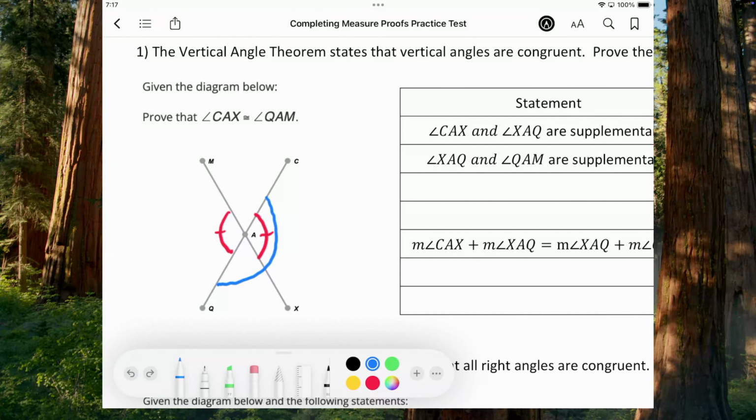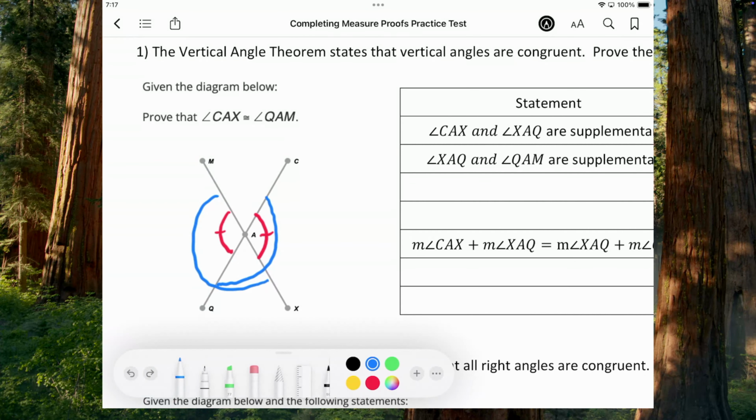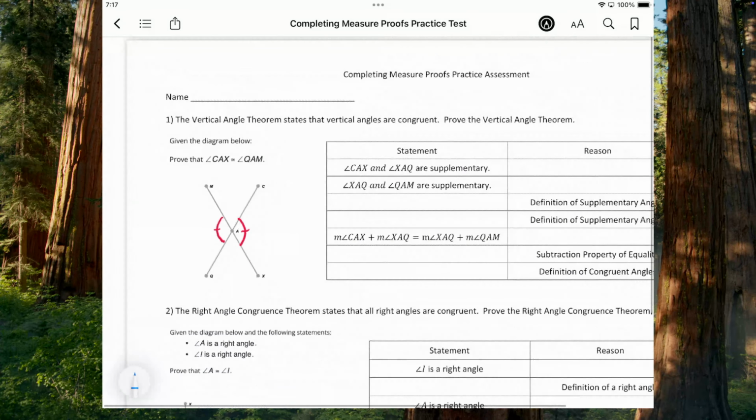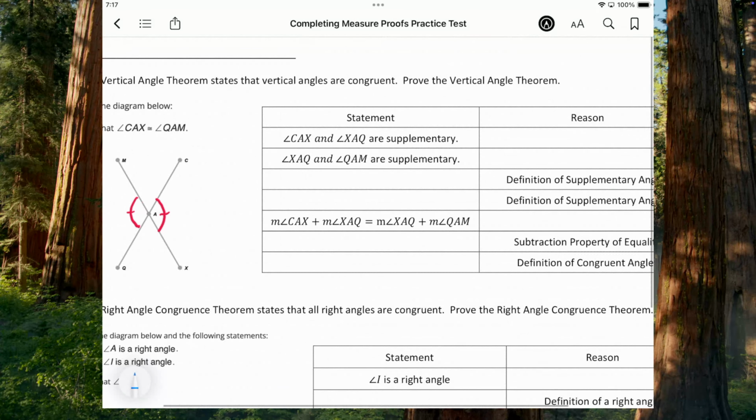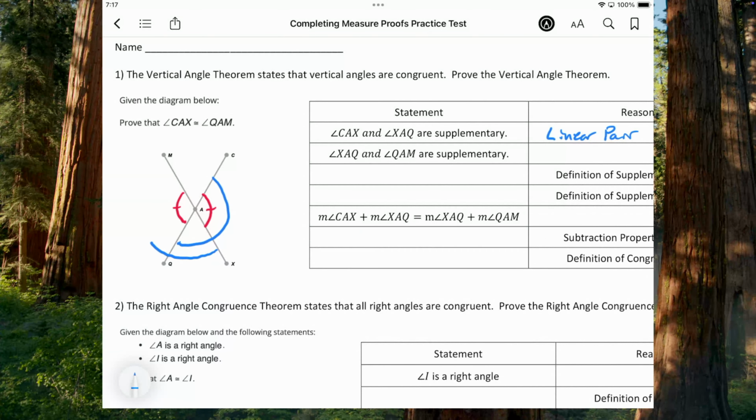I'm sorry, no, that's not the way it's going to go. We're going to do those, and we're going to do these two. Since they share this angle and they both add up to 180, they must be equal to each other. And so CAX and XAQ are supplementary. Let's mark it. That's a linear pair. XAQ and QAM are supplementary. That is also a linear pair.